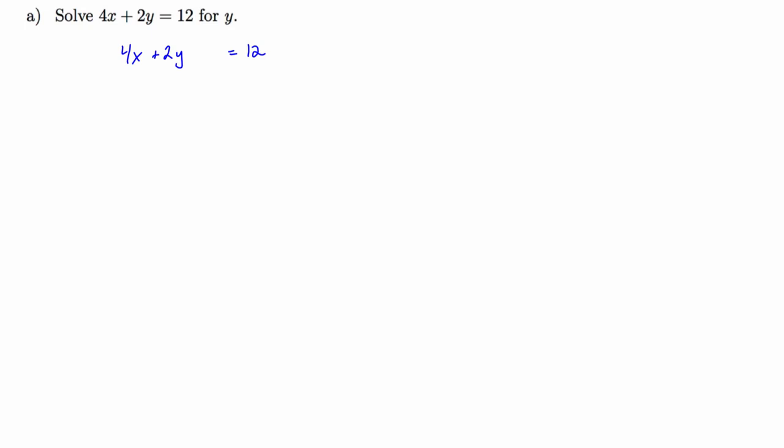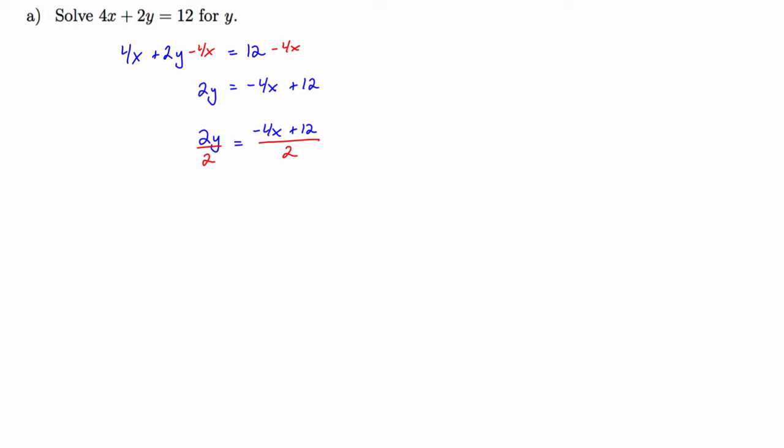Since we want to solve for y, our first step is to remove the 4x from the left side. Since it is a positive 4x, we will subtract 4x from both sides of the equation. Once we subtract that 4x from both sides, the resulting equation will be 2y equals negative 4x plus 12. To finish solving for y, we need to eliminate the coefficient on the y. Since it is currently 2y, we recognize we need to divide both sides of the equation by 2.